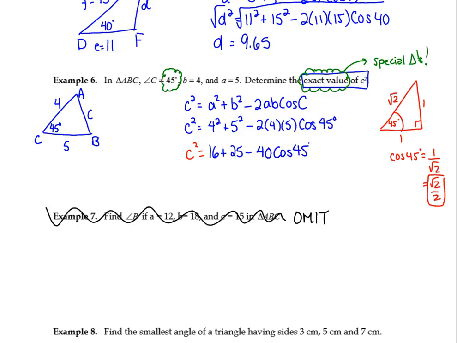So we'll sub in the cos of 45 in a second. Okay, can I add 16 plus 25 and subtract 40? You have to be very careful here. The only thing we can actually add together is 16 and 25, because the 40 is actually being multiplied by the cos 45. So we can't just add it in with the other two, right? With BEDMAS, we can't do that. So 16 plus 25, what does that give us? 41 minus 40. And let's replace cos 45 with what?